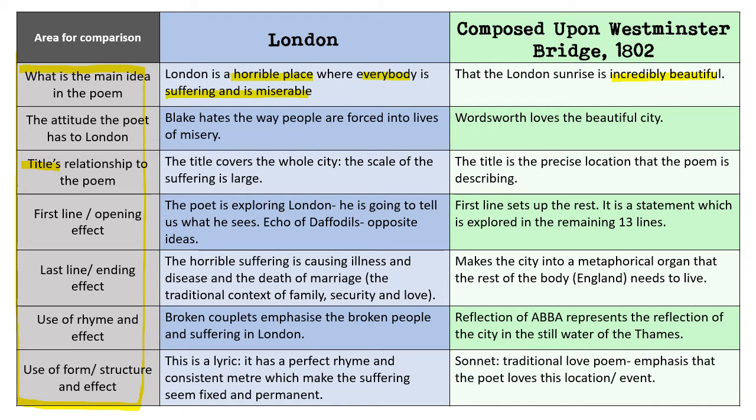With the form and structure of Westminster Bridge, it's a sonnet. It's a traditional love poem, so it makes sense for Wordsworth to use this form to express his love for the particular view he's seen, and that use of that particular form emphasises how much love the poet has for this location and this particular event, the sunrise on that morning.